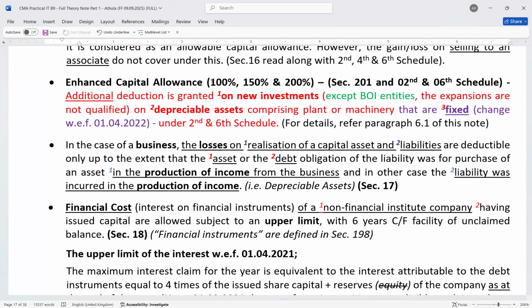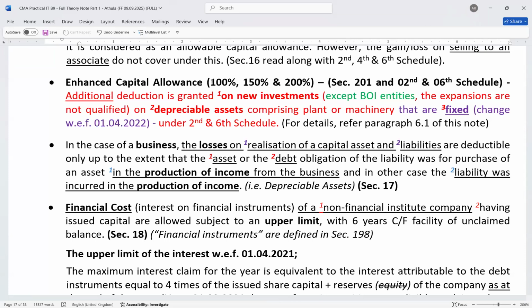Now, when we read this properly, it says not for expansion of a business, right? If it is for an expansion of a business, any entity other than a BOI entity can't claim enhanced capital allowances. Then the documents are required. You should be in a position to prove that. The other thing, you have to prove that it is a depreciable type of asset and it is fixed to a place.